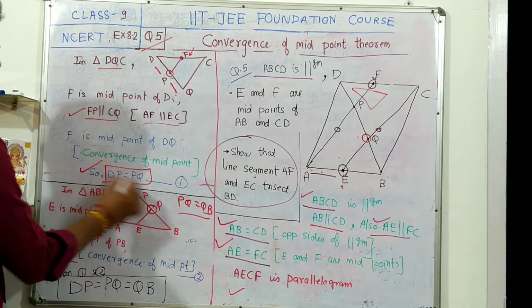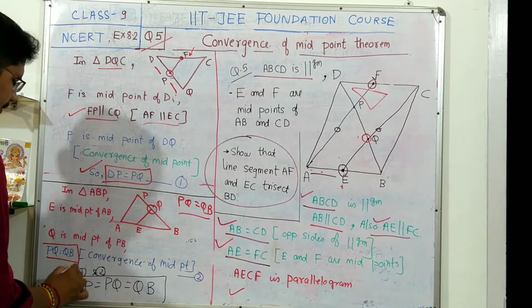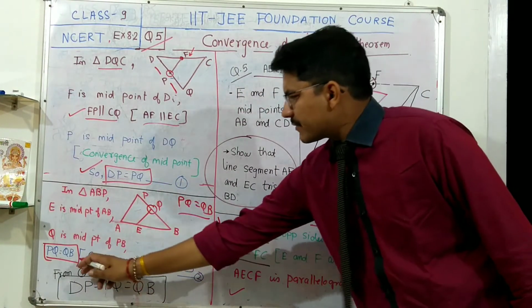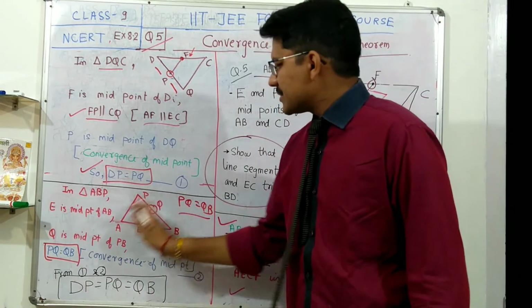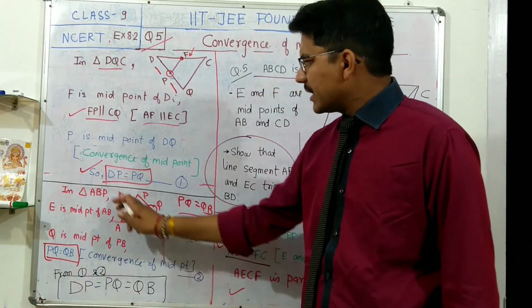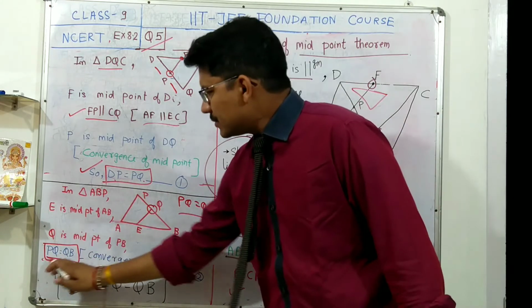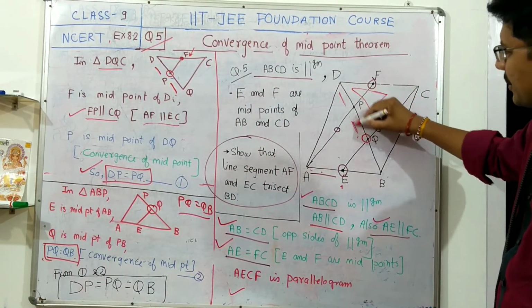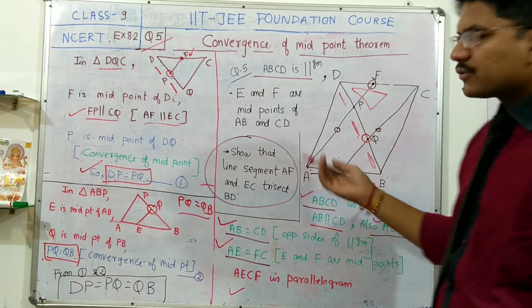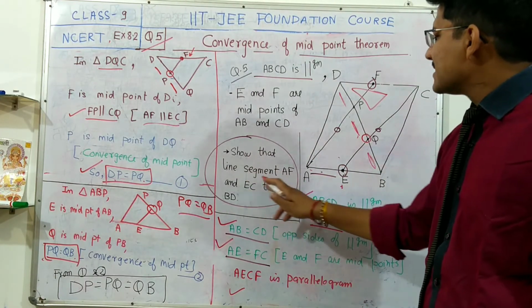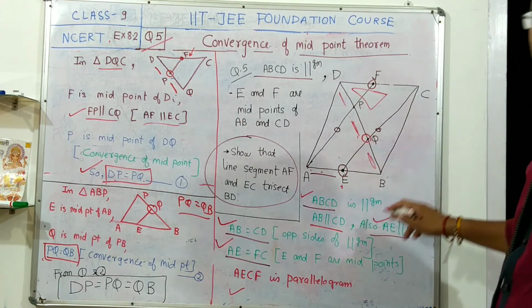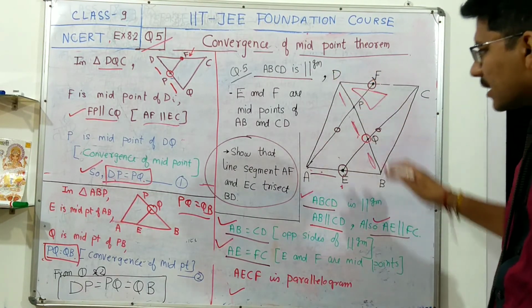Now this is equation 1 and this is equation 2. When we combine equation 1 and equation 2, what do we get? DP is equal to PQ is equal to QB. That's what the question was: show that the line segments AF and EC trisect the diagonal BD.